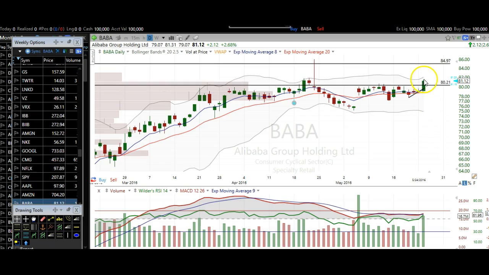So big bullish break, nice bullish candle, solid green on some big volume. You can't ask for a better setup here. BABA most likely headed higher.